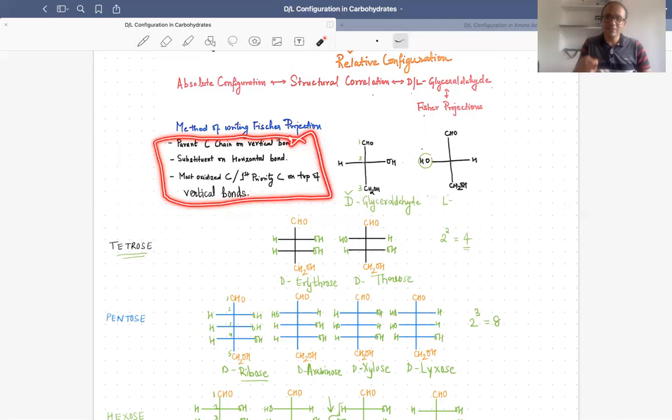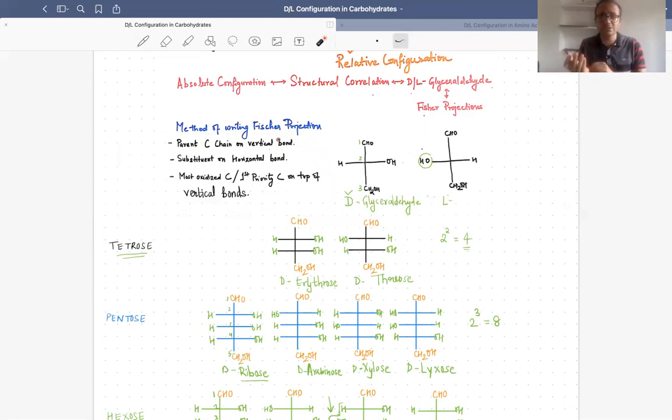I'll do one more video of this, where I'll talk about how to convert a wedge-dash formula into a Fischer projection formula. I will not be going into the details, but I'll show you how important it is to draw the representation in the Fischer projection formula in order to correctly decipher the D and L configuration.